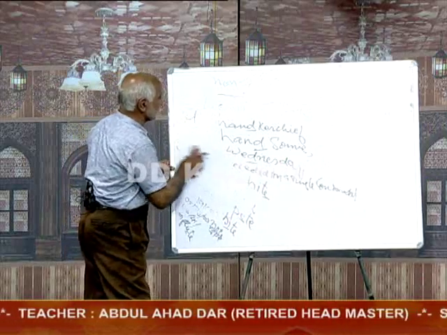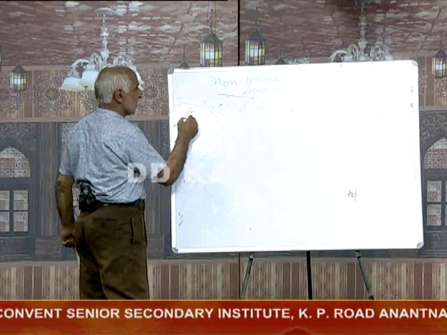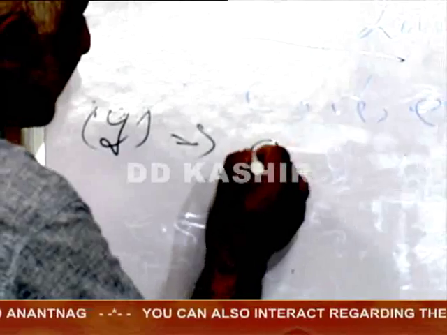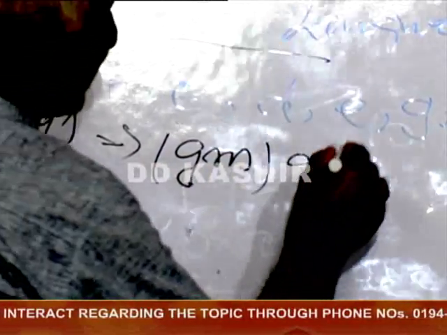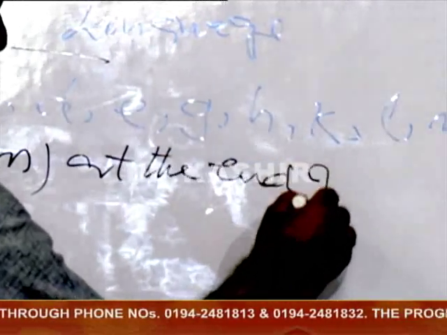Now next, we have the letter G. Letter G is usually silent in the combination GM at the end of a word.